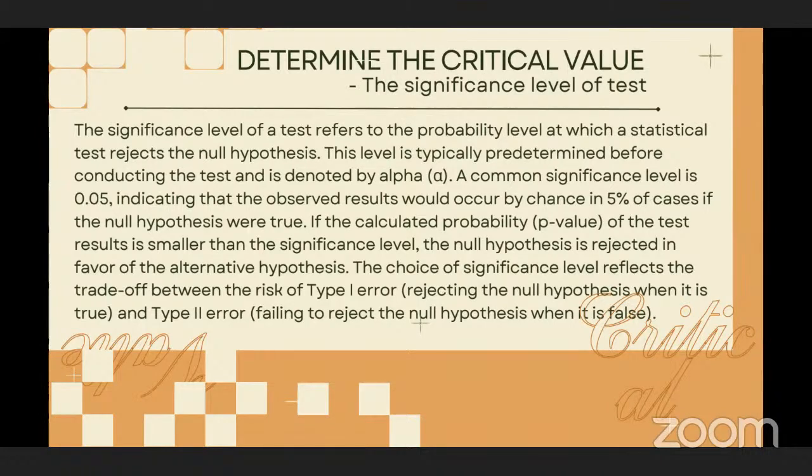The choice of a significance level reflects the trade-off between the risks of type 1 error, or rejecting the null hypothesis when it is true, and type 2 error, or failing to reject the null hypothesis when it is false.